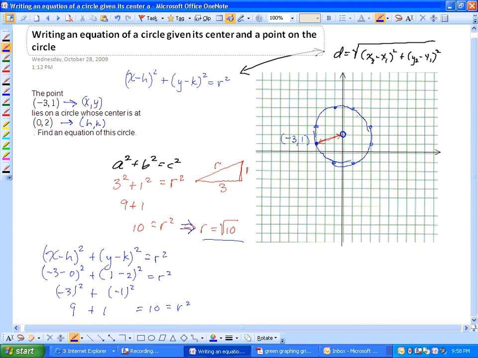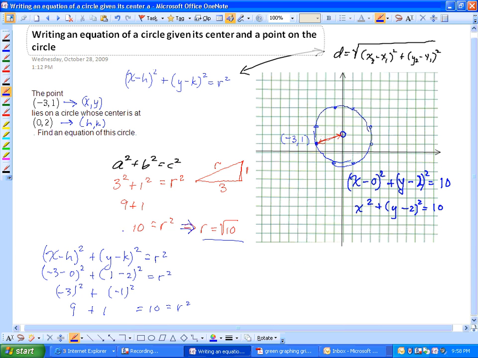Not the best picture, but there's a circle, and the equation of that circle, I'll use a bolder ink here, would be x minus 0 squared plus y minus 2 squared equals r squared, and in this case, r squared is 10. So that would be your answer. Or you could say x squared plus y minus 2 squared equals 10. And that's it. That's how you do it.